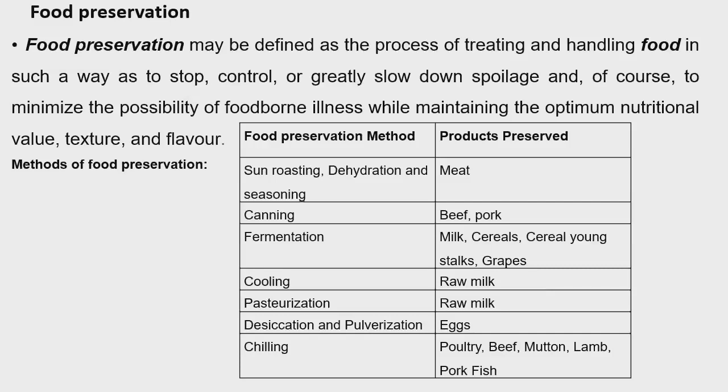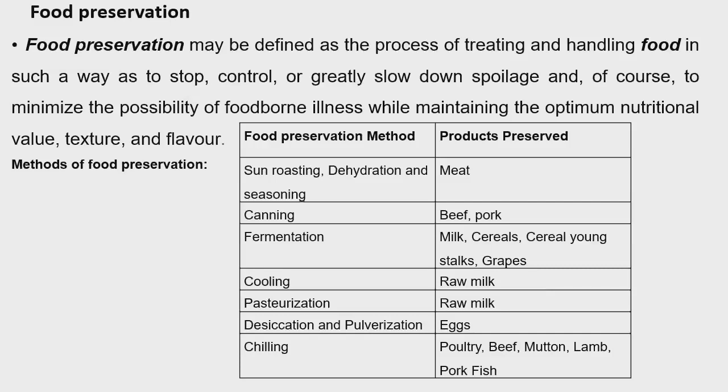We have already covered these methods in the previous modules, because before you come to these modules, I believe you have already covered Agricultural Education 1. Now, one of the methods of food preservation is sun roasting that we have already covered, dehydration, and also seasoning. The main product that can be processed using this method is mainly meat. Canning is another method of food preservation, and mainly beef, pork, even fish can be canned.